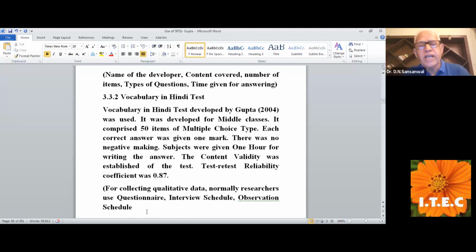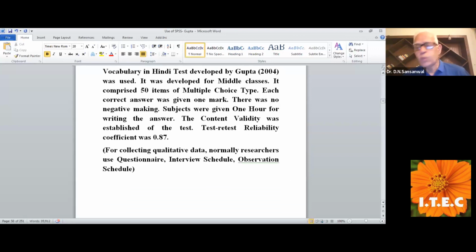So you can write detailed information about all these. And these are unstandardized. You can never standardize the questionnaire, never standardize the observation schedule, never standardize the interview schedule. So you can describe them. So this is how you should write your information about the tools. Then next will be the experimental design. It is 4.0 experimental design.